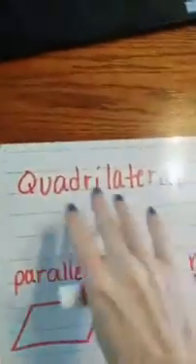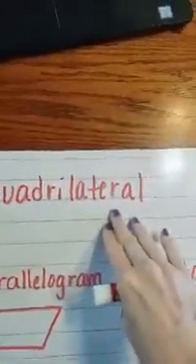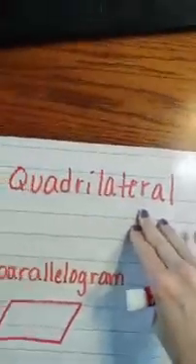Fourth graders, we're back and we're going to talk about classifying quadrilaterals. So first, we need to talk a little bit about quadrilaterals so we know what we're talking about here. Quadrilaterals are polygons.